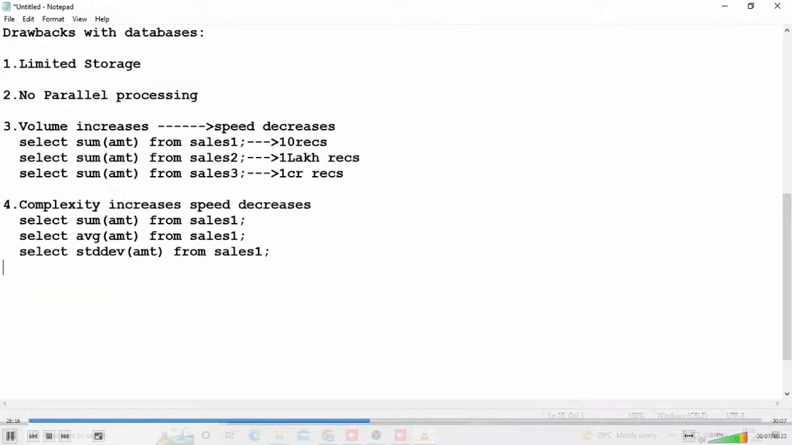So as complex things go, the major drawback with databases is that databases can handle only structured data. They cannot handle unstructured or semi-structured kind of data.